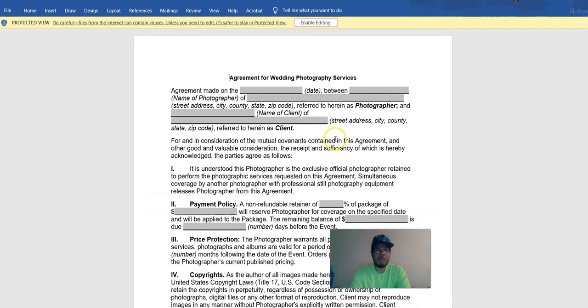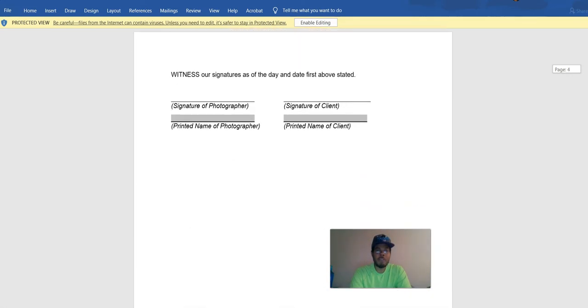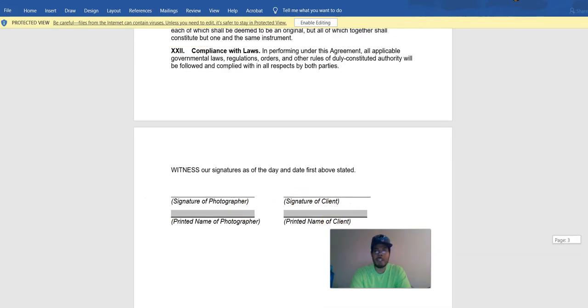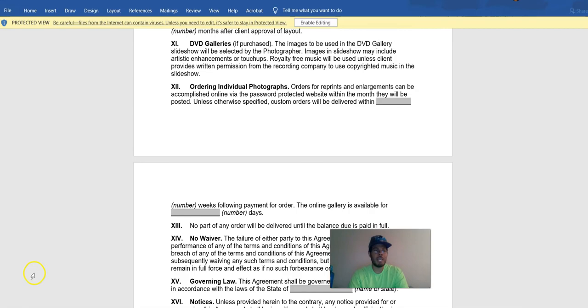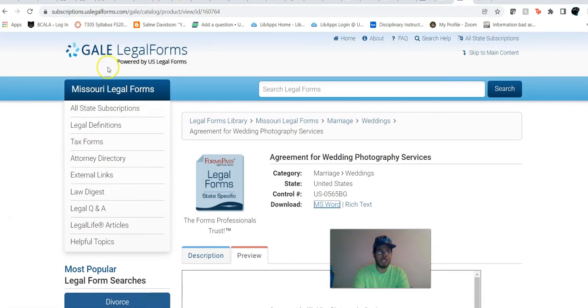And again, it's going to pop up in here, and all this good information, you have it right there. Then you can have the photographer sign, and you can have the client sign, and you can fill in all of these other pieces of information, including cost and address, whatever the case may be, as needed. All right, so that's pretty much how this database works.